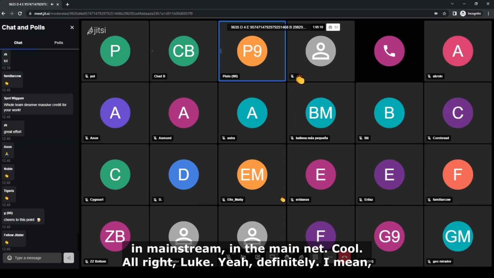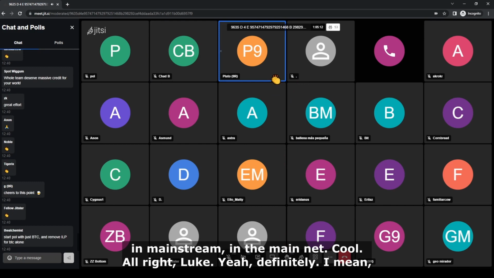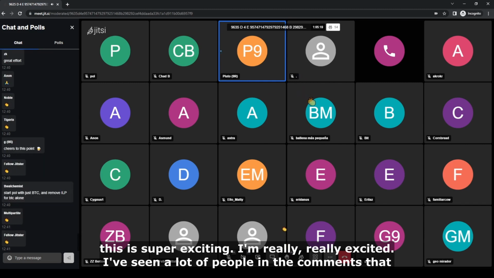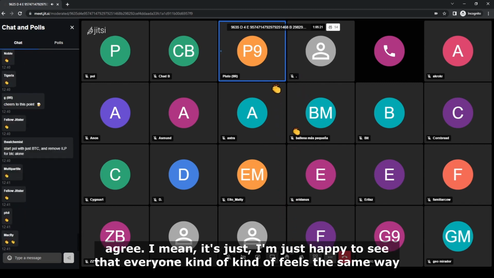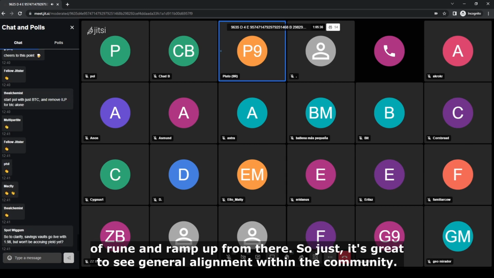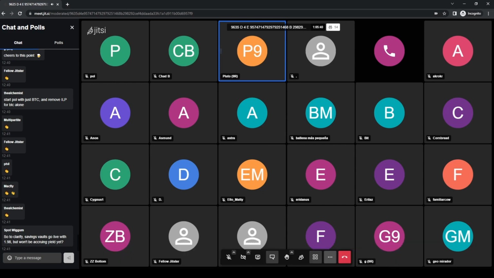Cool. All right. Thank you, Pluto. Yeah, definitely. I mean, this is super exciting. I'm really, really excited. I've seen a lot of people in the comments that agree. I'm just happy to see that everyone feels the same way that we do: remove ILP, BTC only at first, and start with a small-ish slug of Rune and ramp up from there. So it's great to see general alignment within the community.